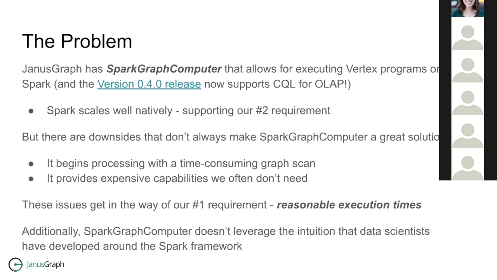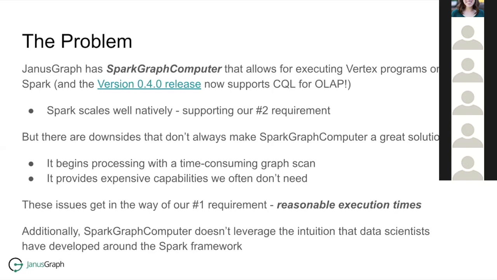is this. And I do want to give a shout out, by the way. The version 0.4 release of JanusGraph does now include CQL support for OLAP, so CQL support for Spark Graph Computer. I think it was Florian who initially submitted one of those pull requests. So thank you very much. That's definitely very helpful and definitely facilitates a lot of the work we're talking about.